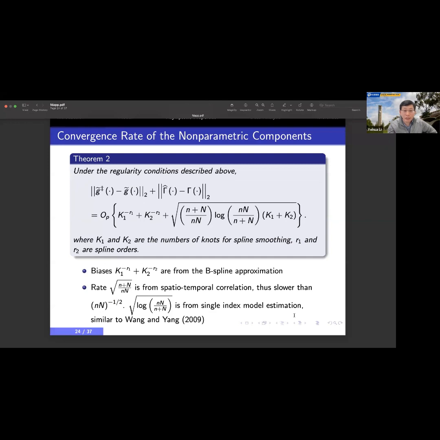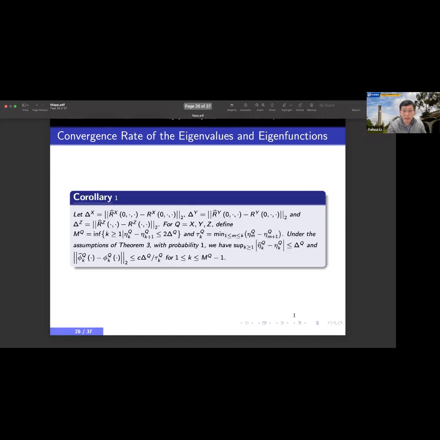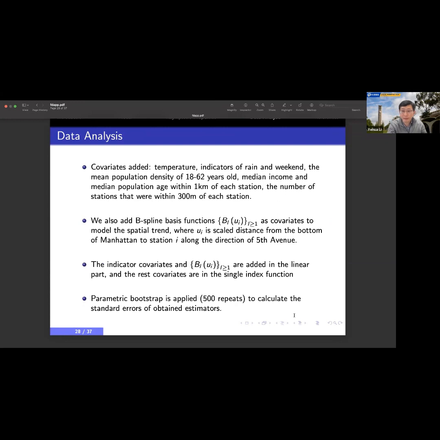Convergence rate for the non-parametric functions in the first order intensity. I'm not going to comment on that, just a lot of theory. Convergence rate for the covariance from the composite likelihood. Again, a common theme in all this theory is that the effective sample size is determined by the factor small n times big N divided by small n plus big N. Okay, so consistency for the eigenfunctions, consistency for the principal component scores. So we develop all of that.